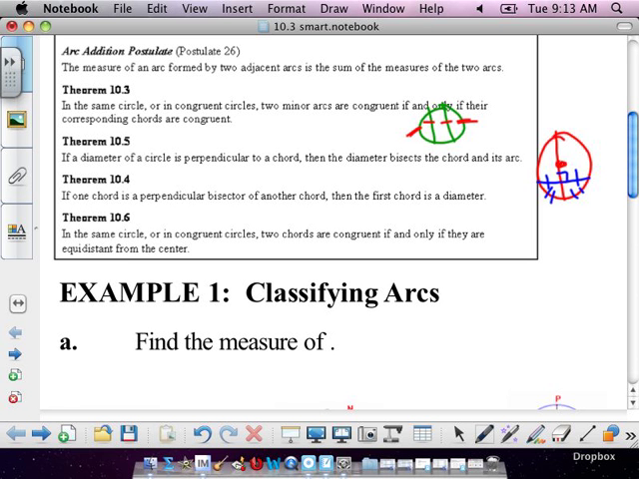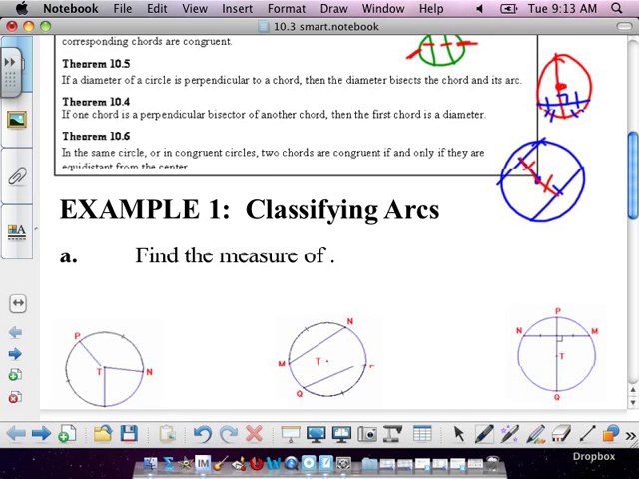Okay. If one chord is a perpendicular bisector of another chord, then the first chord has to be a diameter. In the same circle or in congruent circles, two chords are congruent if and only if they're equidistant from the center. So if we want to say these two chords are congruent, the distance from them to the center has to be congruent. Okay? All right, let's go through and find the measures of these.